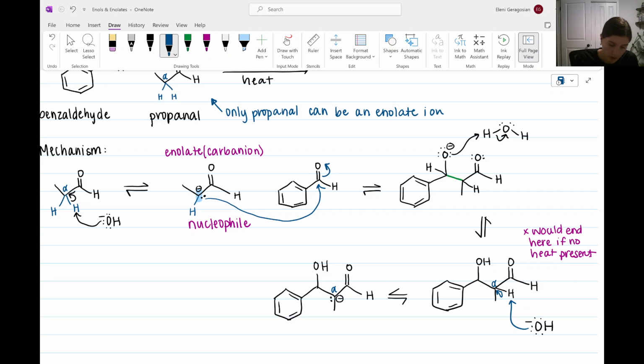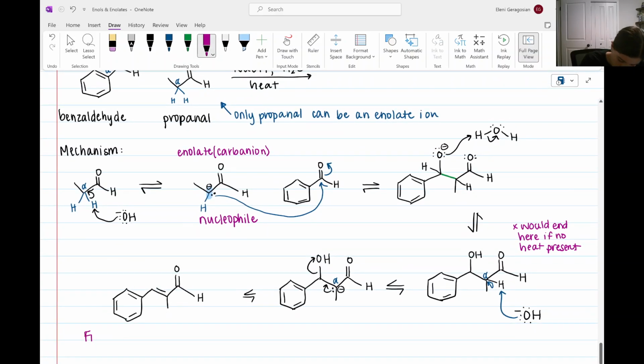Our last step is forming the enol product. So the pair of electrons creates a carbon-to-carbon pi bond, and the OH group leaves the molecule. So our final product is the enol product. New carbon-to-carbon pi bond, and everything else is still present except for the OH group, which we have lost. So this is the final product. Again, it's an enol, carbon-to-carbon double bond, and an aldehyde.